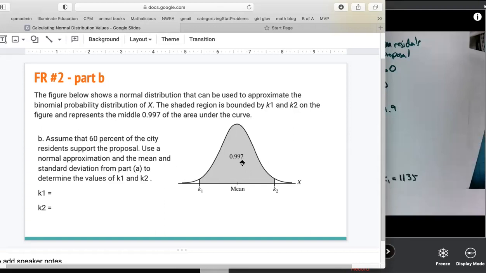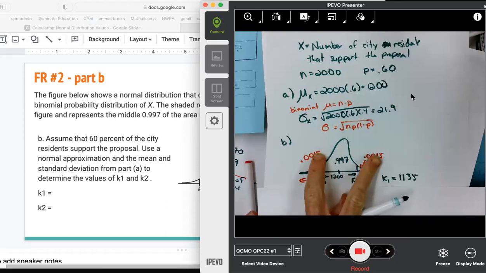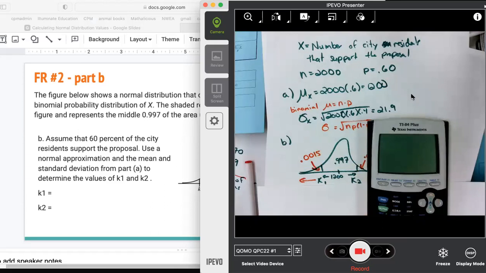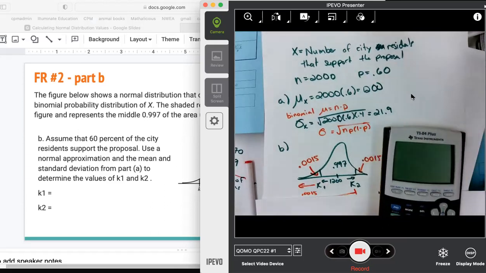If I draw this in here, I know that right in the middle is this 1,200 that I'm expecting, and I want to go some distance in each direction to find some estimates. So if 0.997 is in the middle, that means I have 0.003 in the tails. I split that in two, and I get 0.0015 on each tail. So then to calculate this, here is where the normal calculation is going to come in. Some things to know: the first side, K, is pretty easy to find.